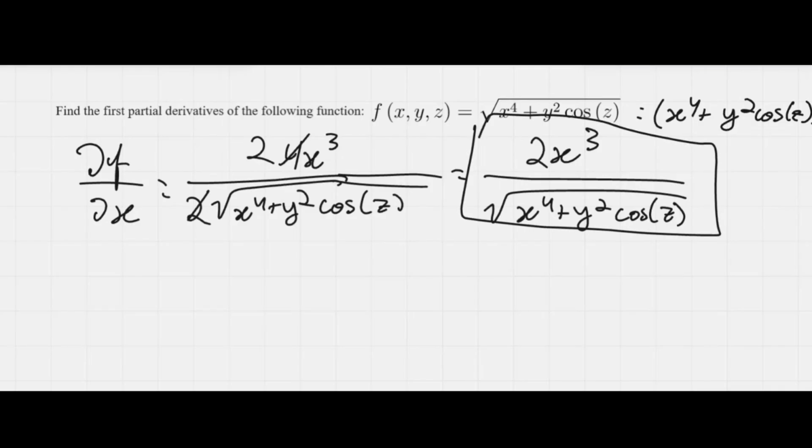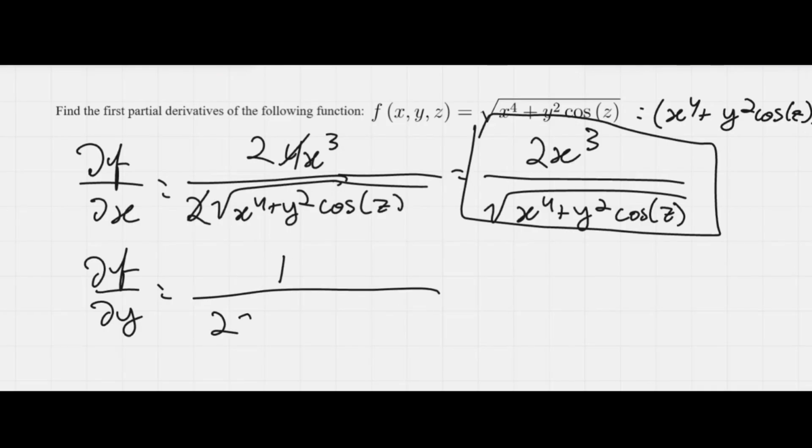The second partial derivative is going to be, let's say, the partial derivative of f with respect to y. All right, so again, we do the same thing as we did for the first one. We again use power rule, and so it's going to end up being 1 over 2 square root x to the fourth plus y squared cosine z.